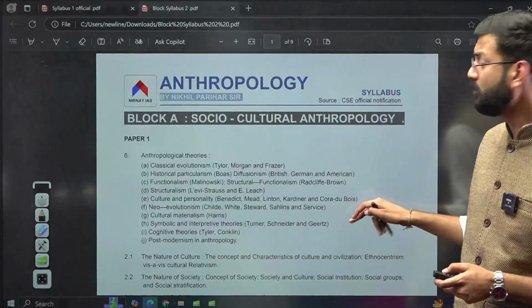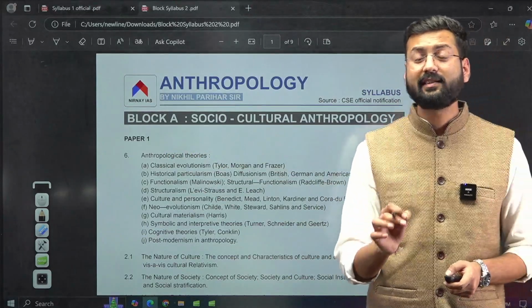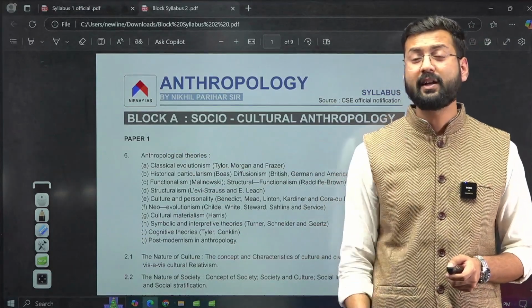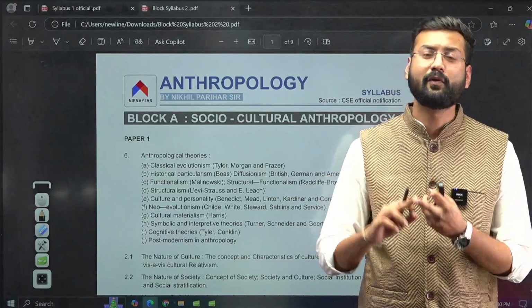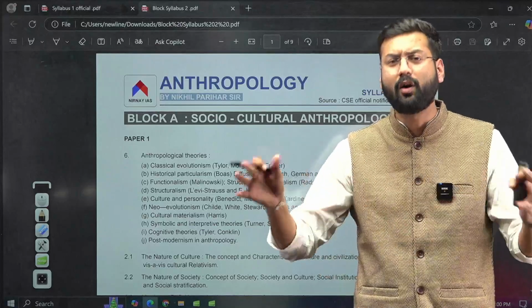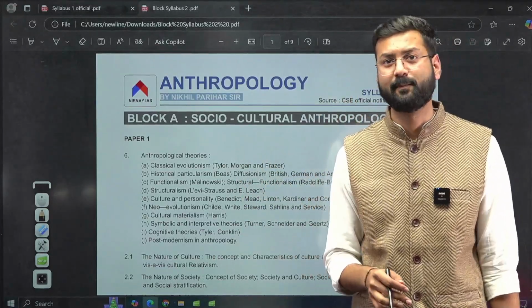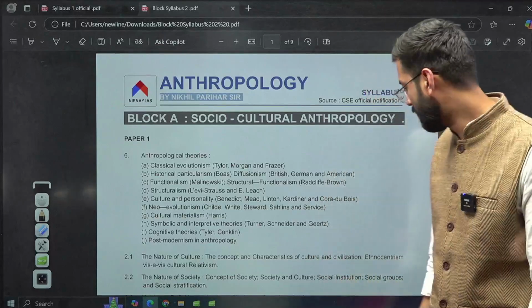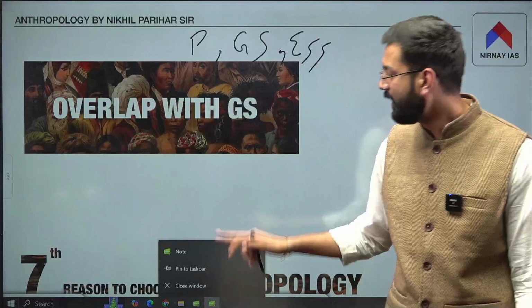Obviously, there is one more thing. This particular unit, Unit 6, Anthropological Theories. In essay, it gives you 10 to 12 different dimensions to think about a particular topic. You can think about it from a psychological perspective, from a cultural perspective, from a functional perspective, and on and on. So you will never have a dearth of material while writing an essay. This is the beauty of anthropology that we are talking about, why you should choose anthropology as your optional, and this is the 7th reason why.